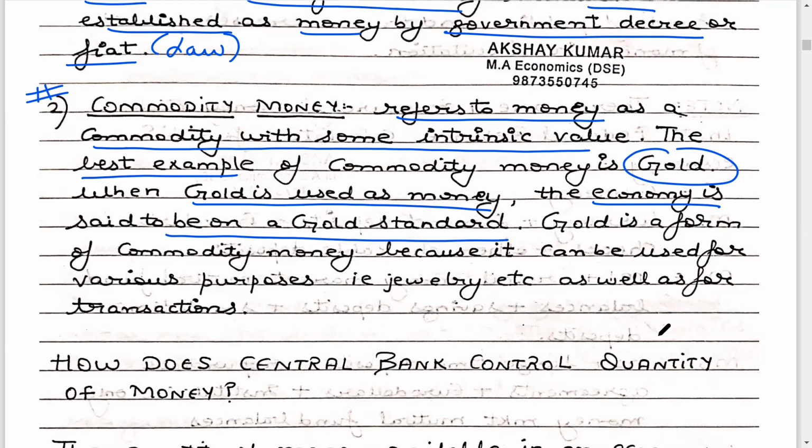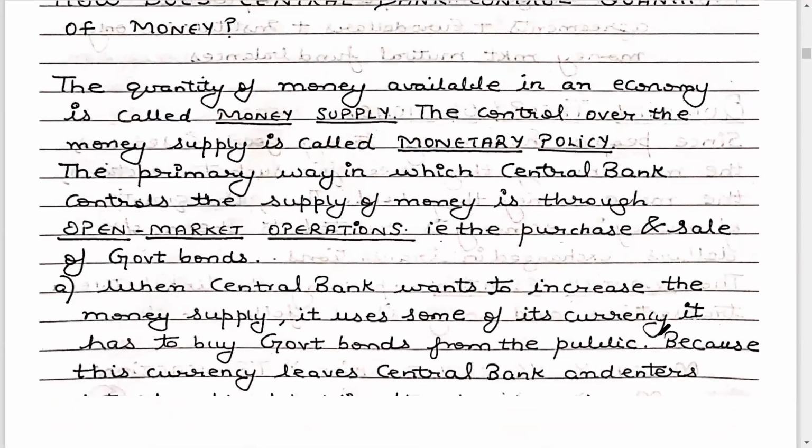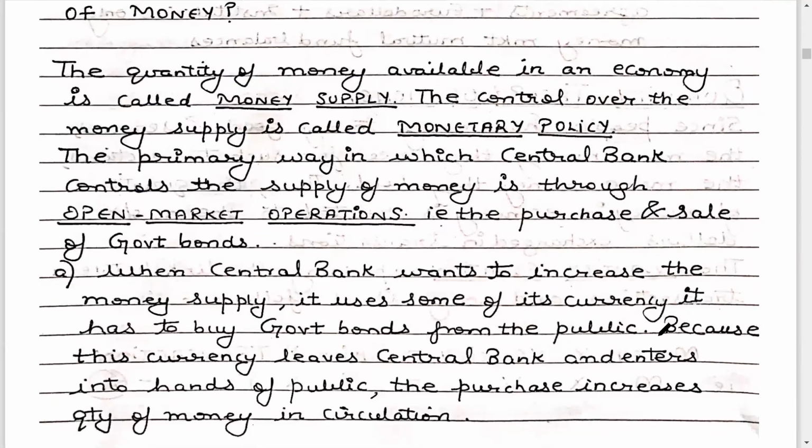And gold is also a form of commodity because you very well know that the yellow metal is used for jewelry purposes as well. Okay, so this was commodity money. Now comes the next thing.